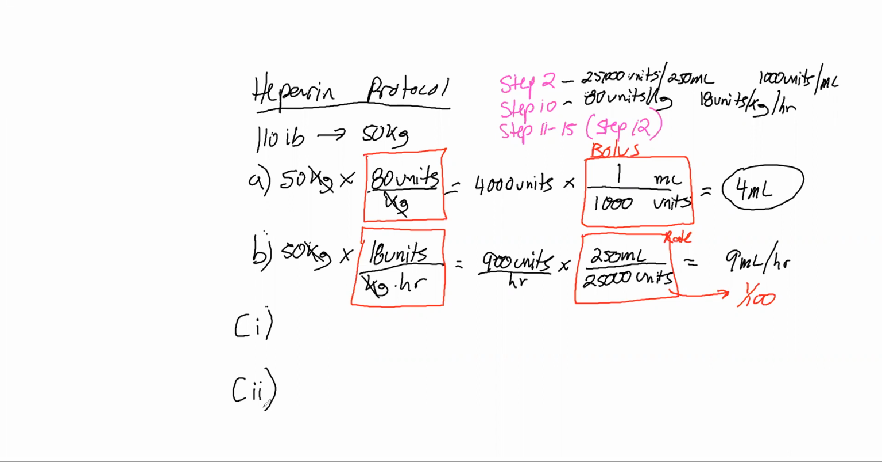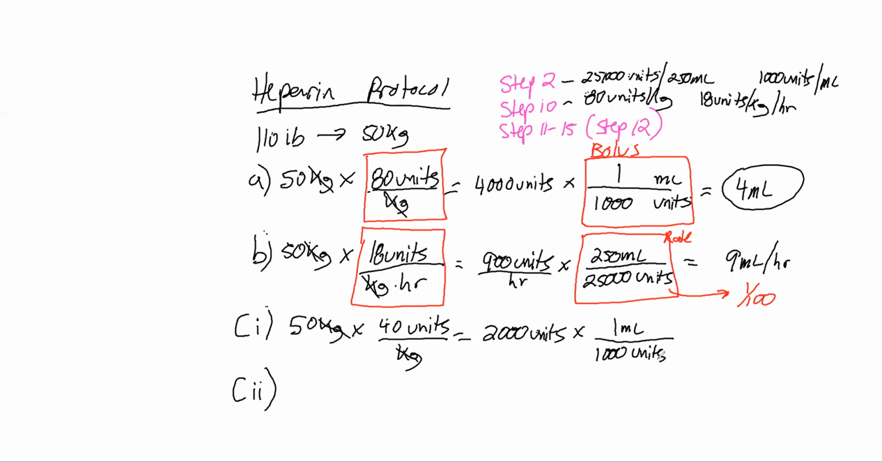So the first question is, what is the new bolus? So I'm going to take my 50 kilograms. We're talking about the same patient. This time we're going to rebolus with the 40 units. 50 times 40 is 2,000 units. Again, once we get to units, it's just a matter of dividing by 1,000. But what tells me to do that is just using the bolus dosage strength, which is 1 mL per 1,000 units. And then we get an answer of 2 milliliters.